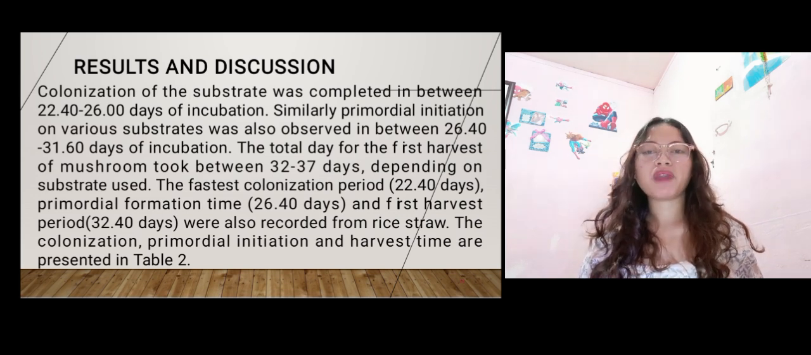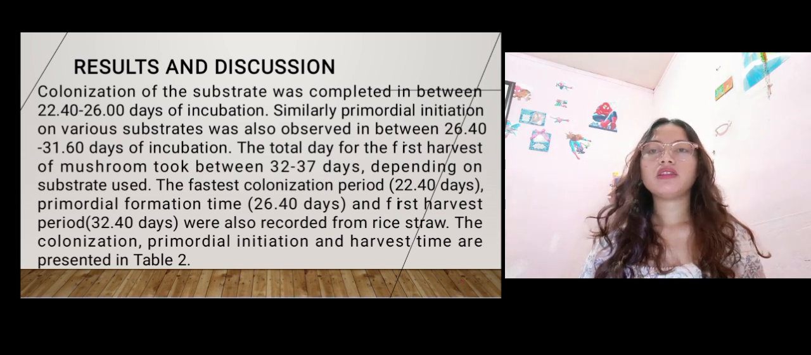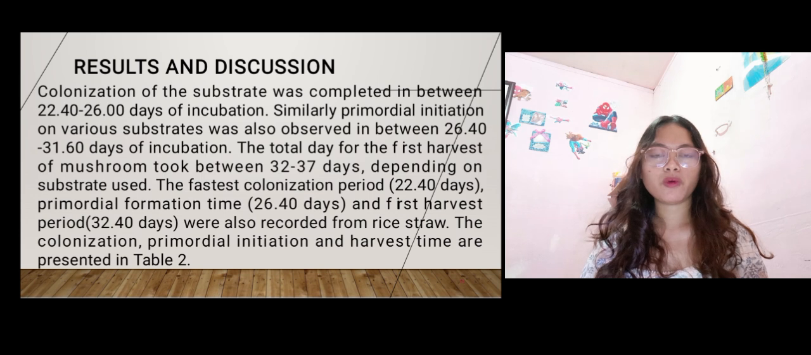Similarly, primordial initiation on various substrates was also observed between 26.40 to 31.6 days of incubation. The total time to first harvest of mushroom took between 32 to 37 days, depending on the substrate used. The fastest colonization period, 22.40 days, primordial formation time, 26.40 days, and first harvest period, 32.40 days, were also recorded from rice straw.